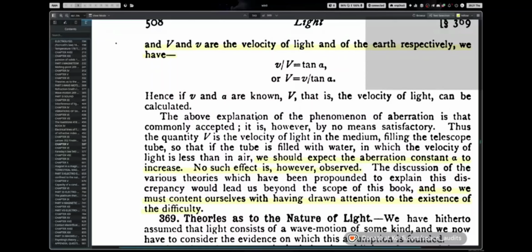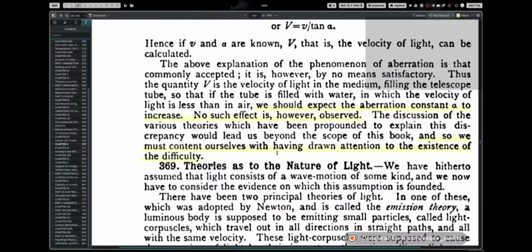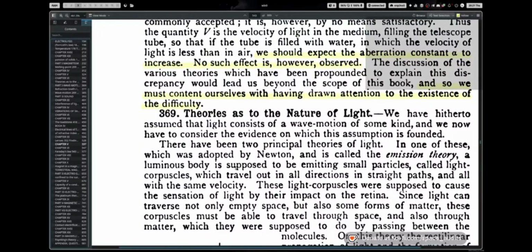Thus, the quantity big V is the velocity of light in the medium filling the telescope tube, so that if the tube is filled with water in which the velocity of light is less than air, we should expect the aberration constant alpha to increase. No such effect is, however, observed. The discussion of the various theories which have been propounded to explain this discrepancy would lead us beyond the scope of this book, and so we must content ourselves with having drawn attention to the existence of the difficulty.